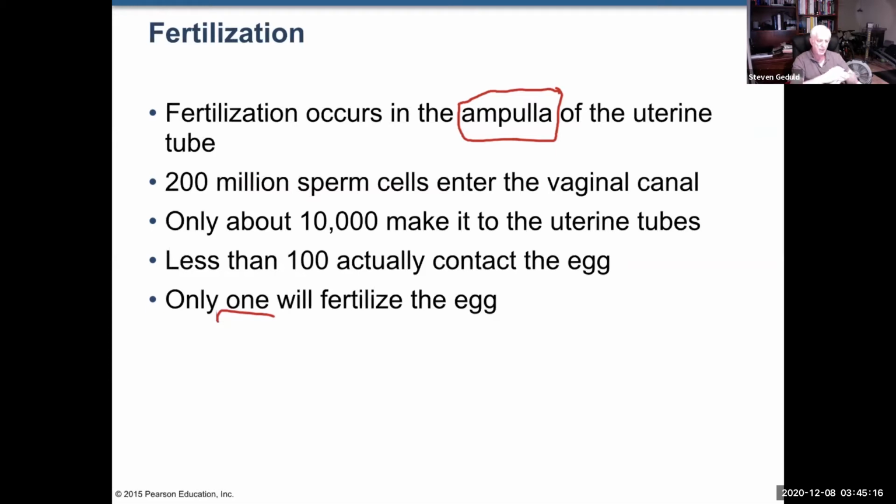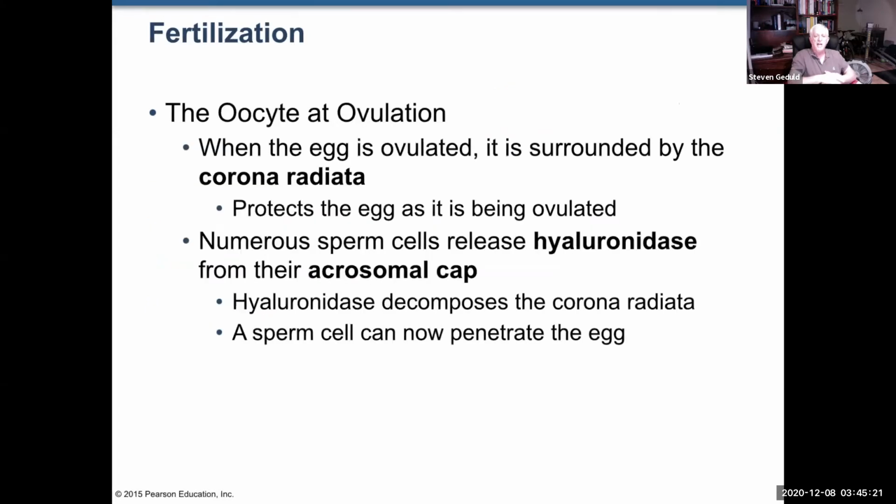Okay, so the oocyte is the egg at ovulation. When the egg is ovulated, it's surrounded by what's called the corona radiata. That's what surrounds the egg. It protects the egg as it's being ovulated.